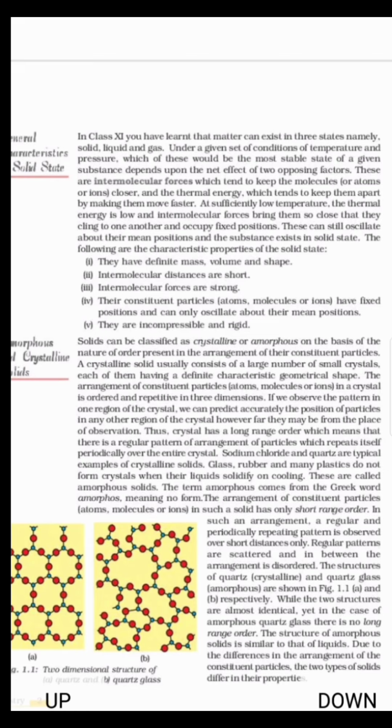Which is the first one? They have definite mass, volume and shape. And the second property is that intermolecular distances are short. What is that? The distance between the molecules or atoms in the solid state is very short or very less.